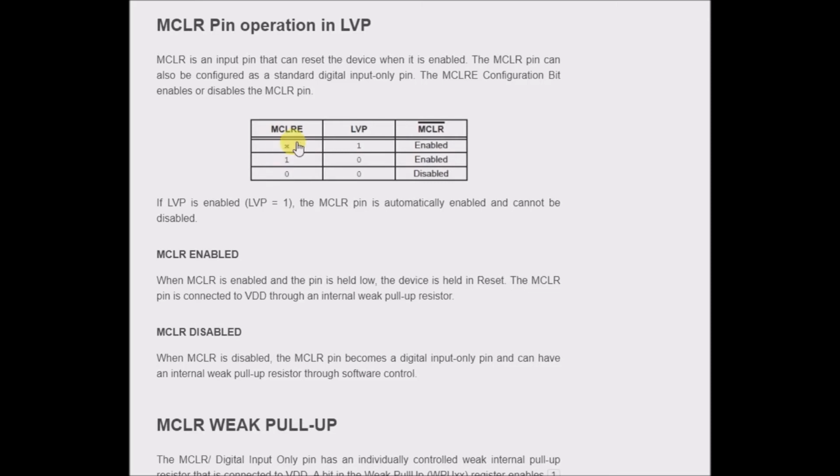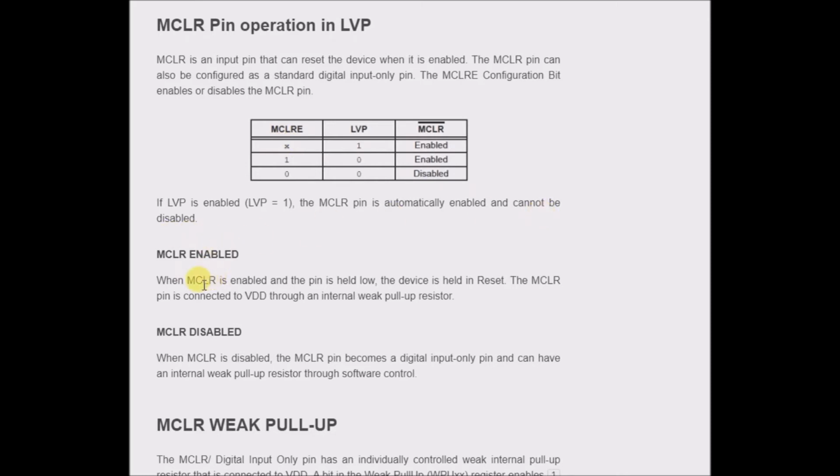Okay, so if it's X and 1, MCLR is enabled. If it's 1 and 0, it's enabled. If it's 0 and 0, it's disabled. If LVP is enabled, LVP equals 1, like it is there, the MCLR pin is automatically enabled. So it doesn't matter what you write here, and it cannot be disabled.